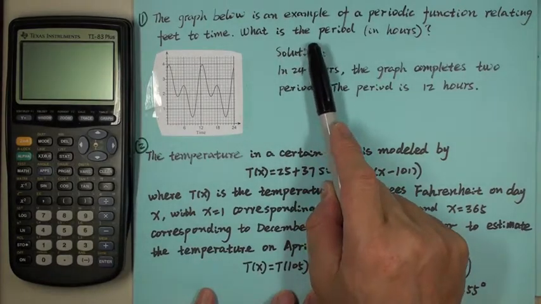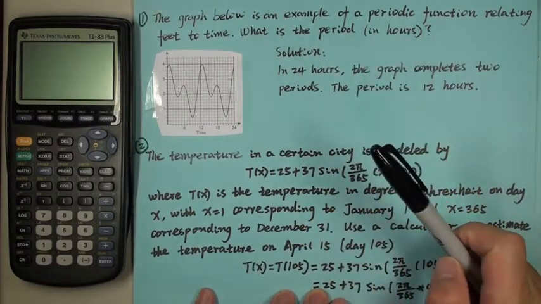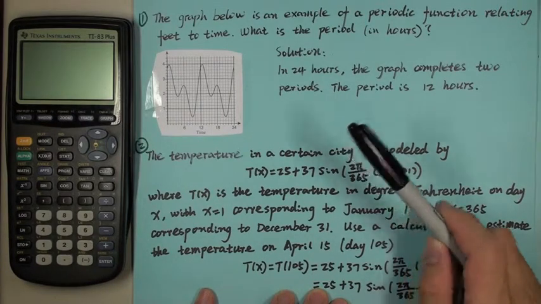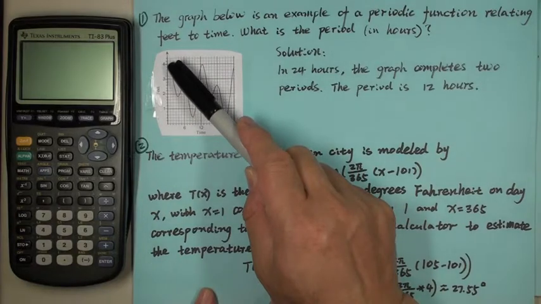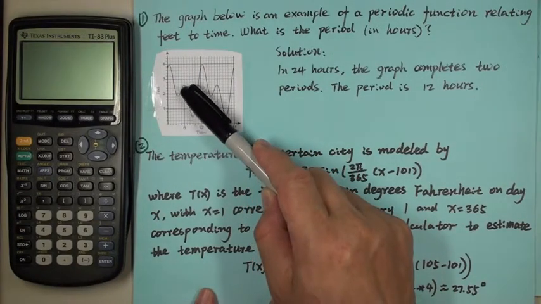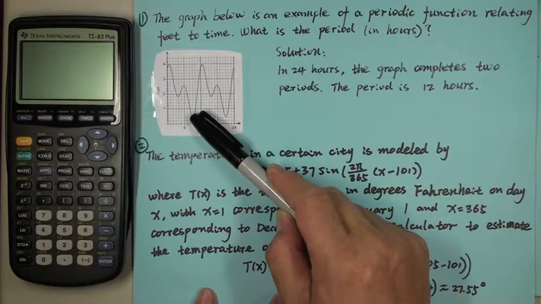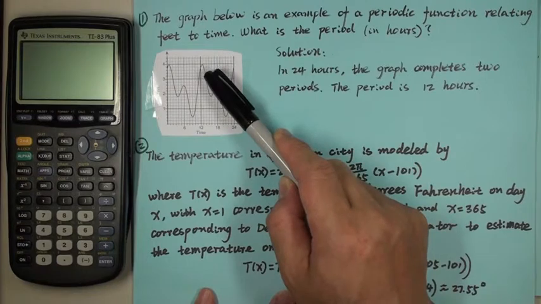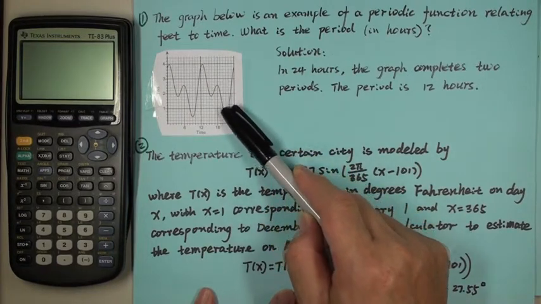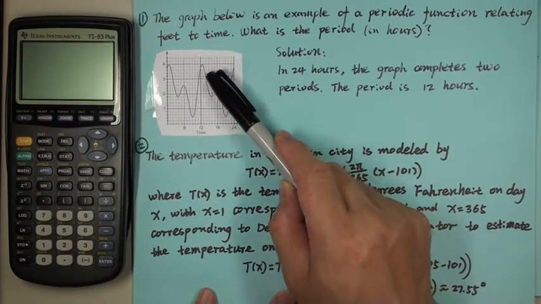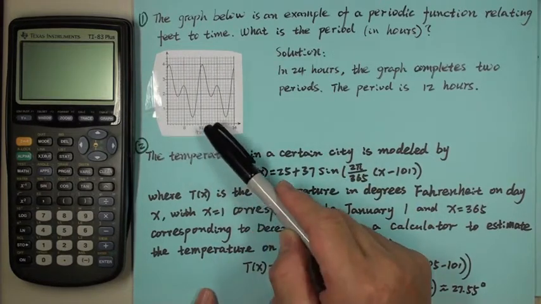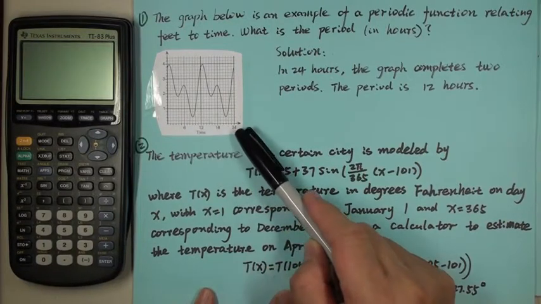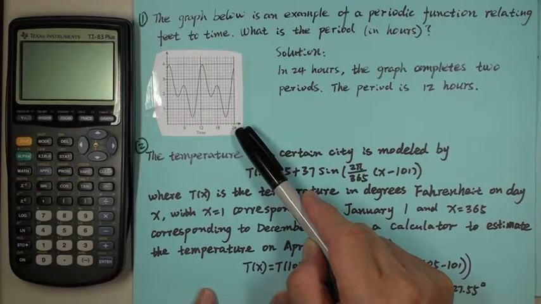Now, what is the period in hours? This depends on our observation. From here it goes up, then goes down deeply, going back, and then dips down and reaches this point. The second one, the pattern is the same. So from 0 to 12, it completes one period. From 12 to 24 is another period.